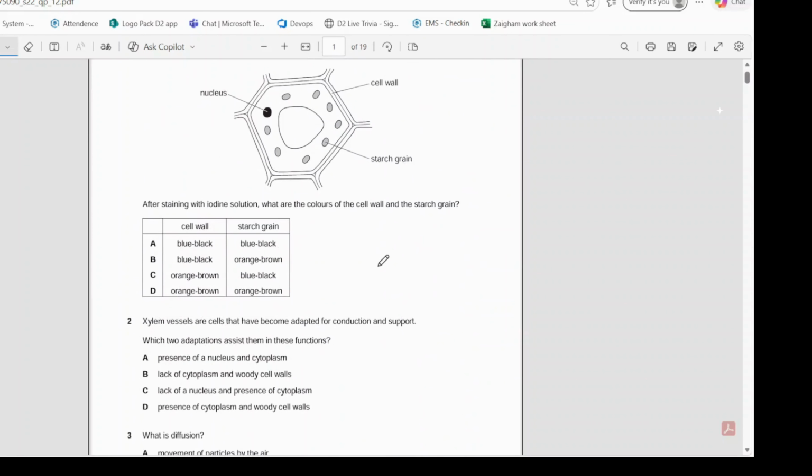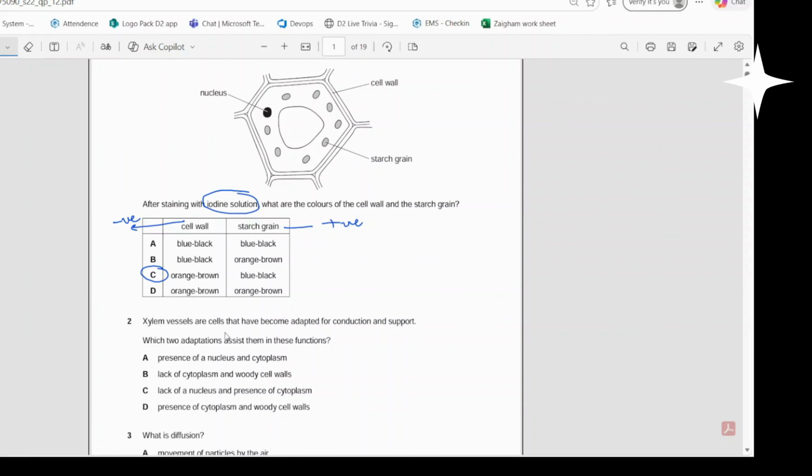Okay, number 1, again, starch and cell wall. There is an iodine test given which would show a positive test or a negative test, or both would show positive or both would show negative. What do you think? Correct. So there is a negative test for cell wall as it doesn't contain any starch, while the starch grain would show a positive test. So the correct answer is C.